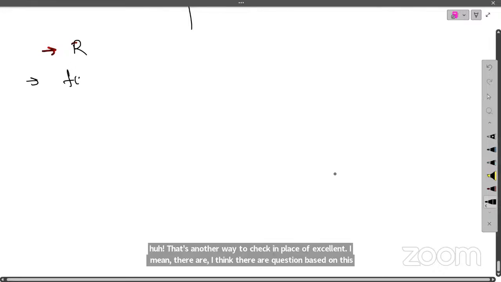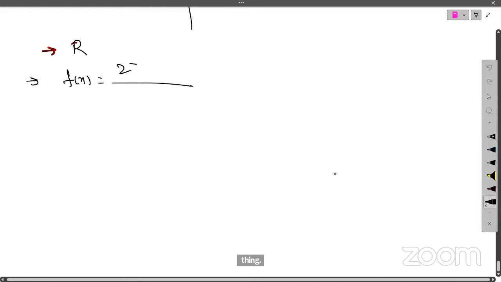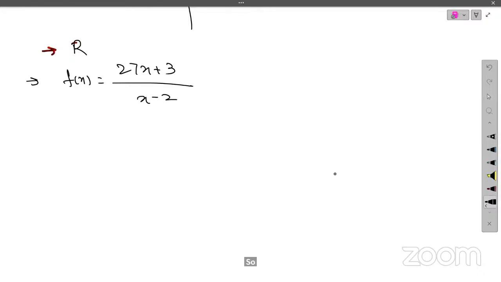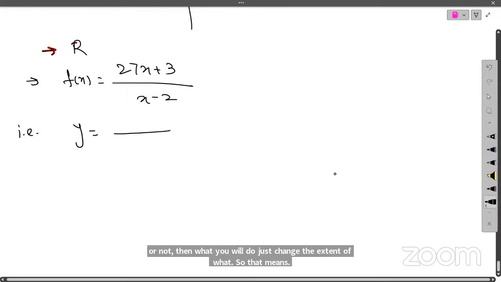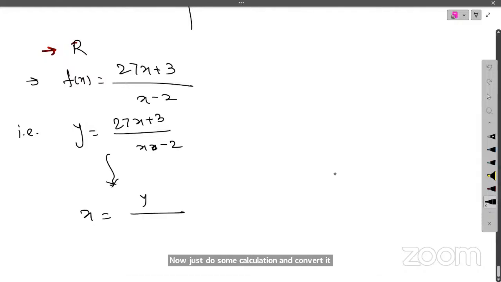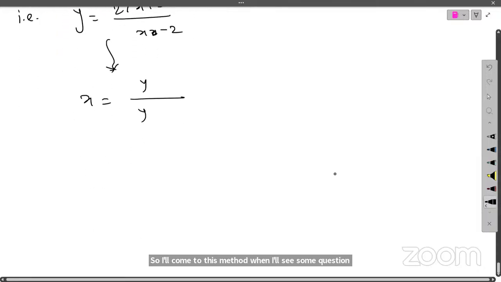For example, if you have a function f of x, as someone asked in chat also, something like 27x plus 3 upon x minus 2, and you have to judge whether this function is onto or not, then just change x in terms of y. So here y equals 27x plus 3 upon x minus 2. Now do some calculation and convert it into x equals some expression of y, and from there you can judge what the possible outputs are. This is one way of finding out the range. I'll come to this method when I see some question in the activity. I'll explain.